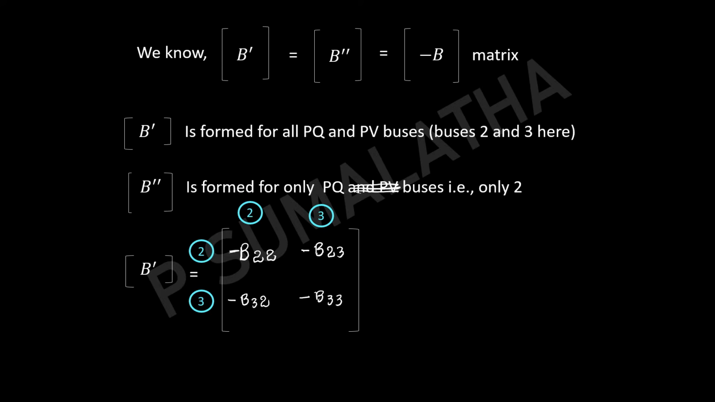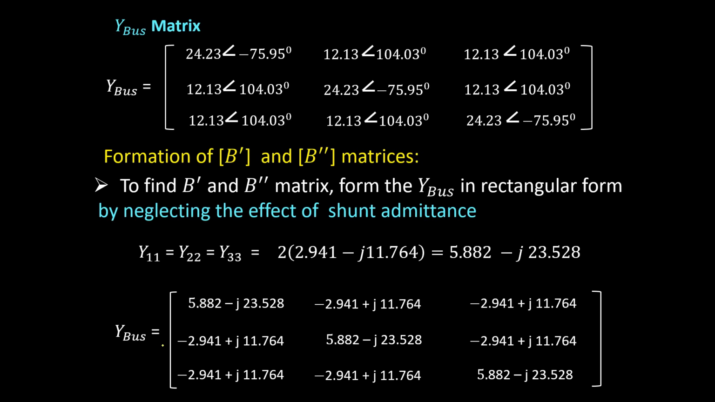So let us go back and see the values. We need only the second bus and the third bus values. So this is the second bus and this is the third bus. Now this value is B22 and this is B23, this is B32, B33. But we have to pick these values with the negative sign. So if you pick the value with the negative sign, this becomes positive 23.528 and this becomes minus 11.764, and this becomes minus 11.764 and this becomes positive.